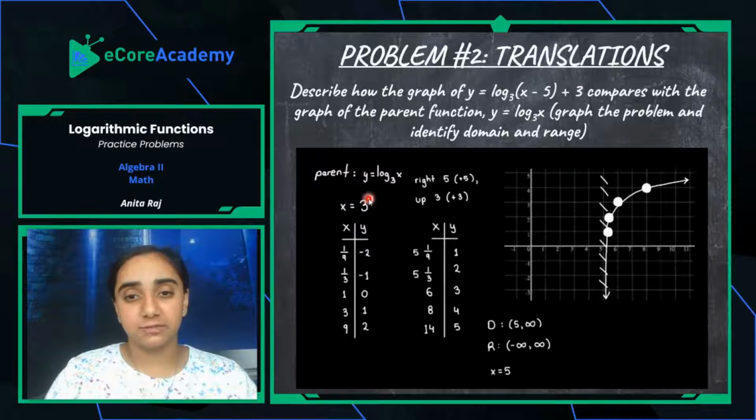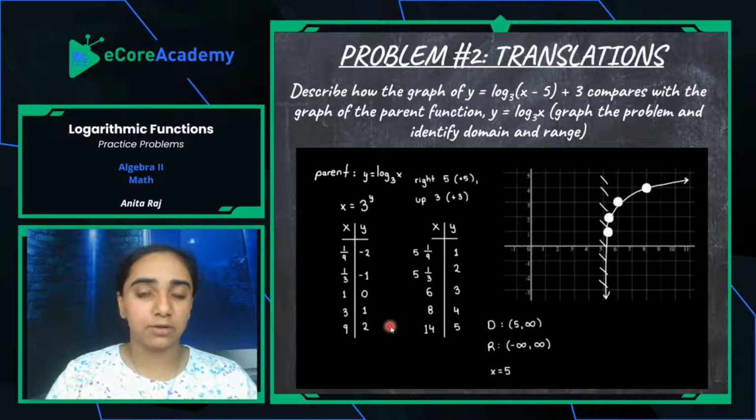We're going to rewrite it in exponential form. And if we do that, we get x equals 3 to the power of y. Again, with logs, this is the parent function, so we can pick 5 points centered around the origin, so negative 2, negative 1, 0, 1, and 2, and plug them in for y.